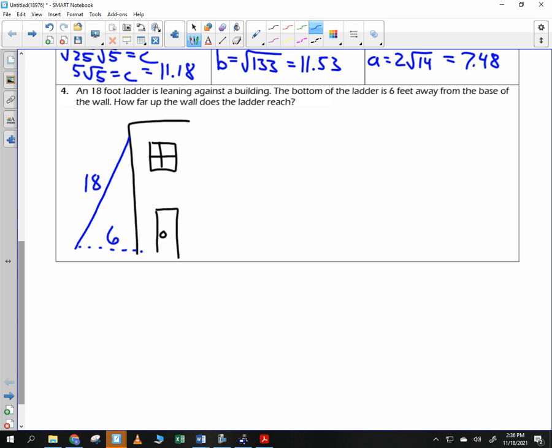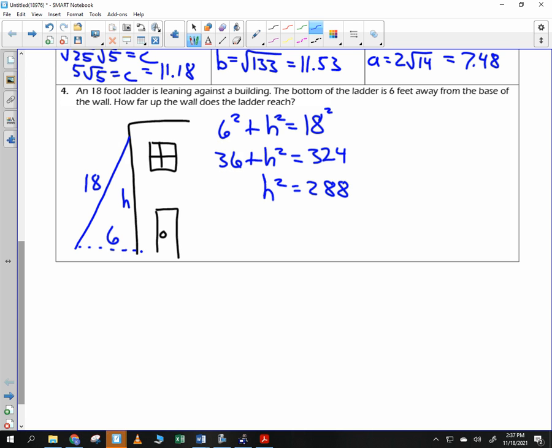I'll use an H for height. I use H as my variable. So to find H, I simply set up 6 squared plus H squared is equal to 18 squared. So 36 plus H squared is 324. What to do? Subtract that 36, H squared is 288.